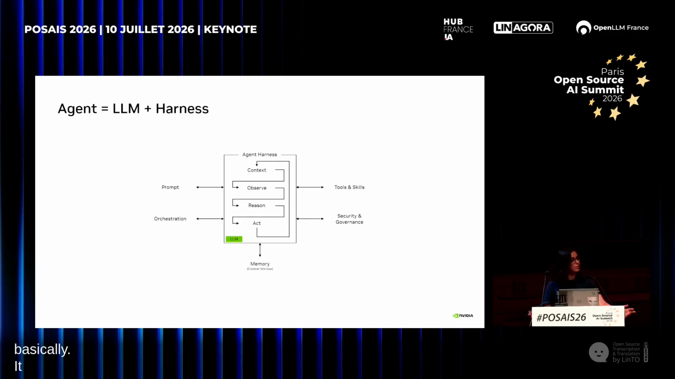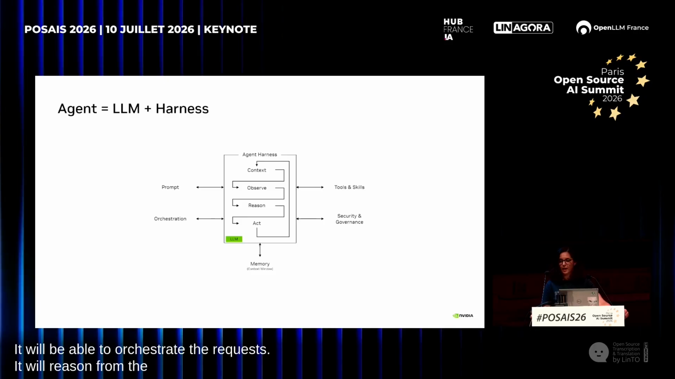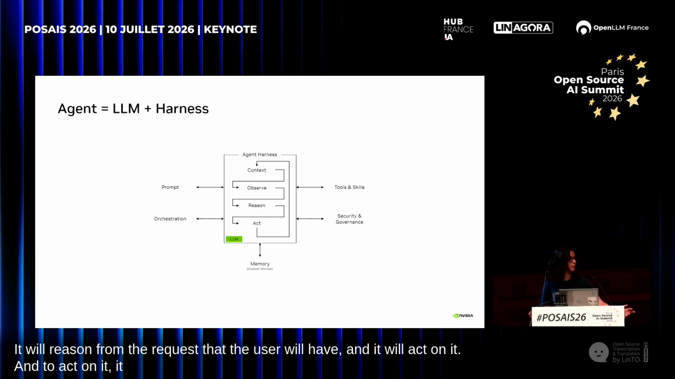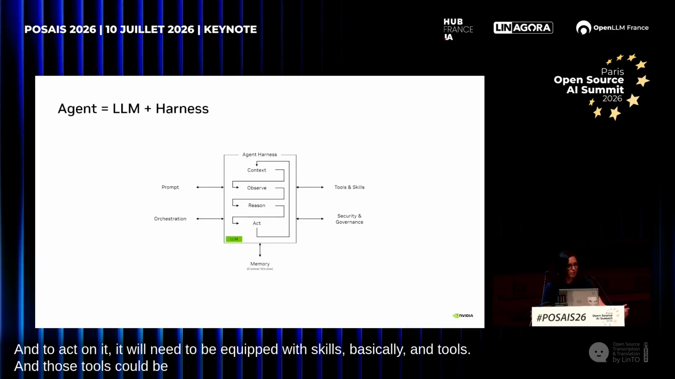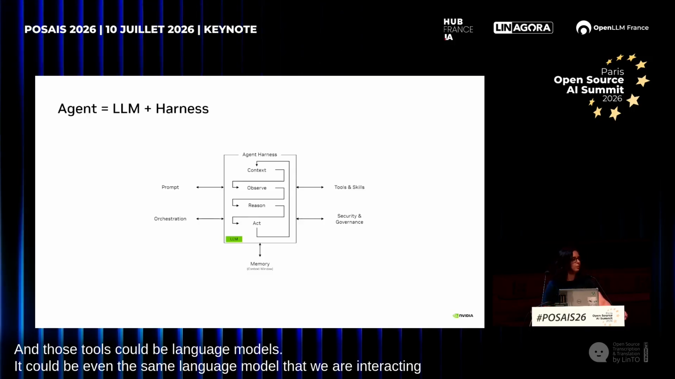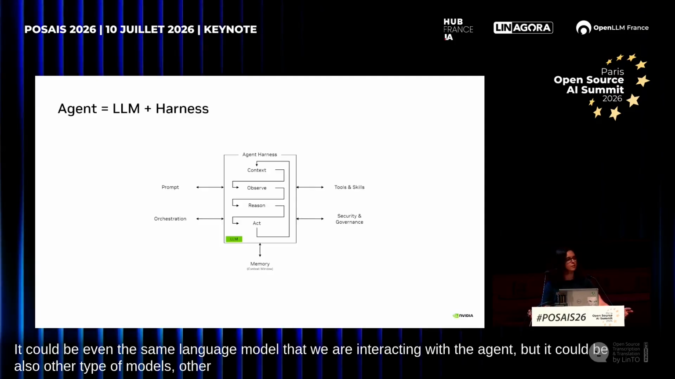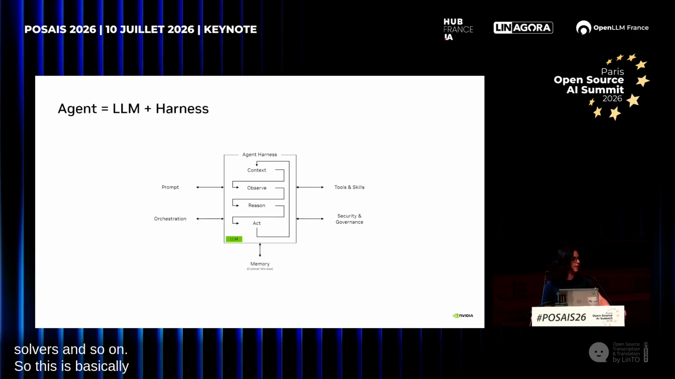It will be able to orchestrate the requests. It will reason from the requests that the user will have, and it will act on it. And to act on it, it will need to be equipped with skills, basically, and tools. And those tools could be language models. It could be even the same language model that we are interacting with the agent, but it could also be other types of models, other types of skills, other types of tools that we can have, like math solvers and so on. So this is basically, today, when we build AI agents, we need those two components, right?